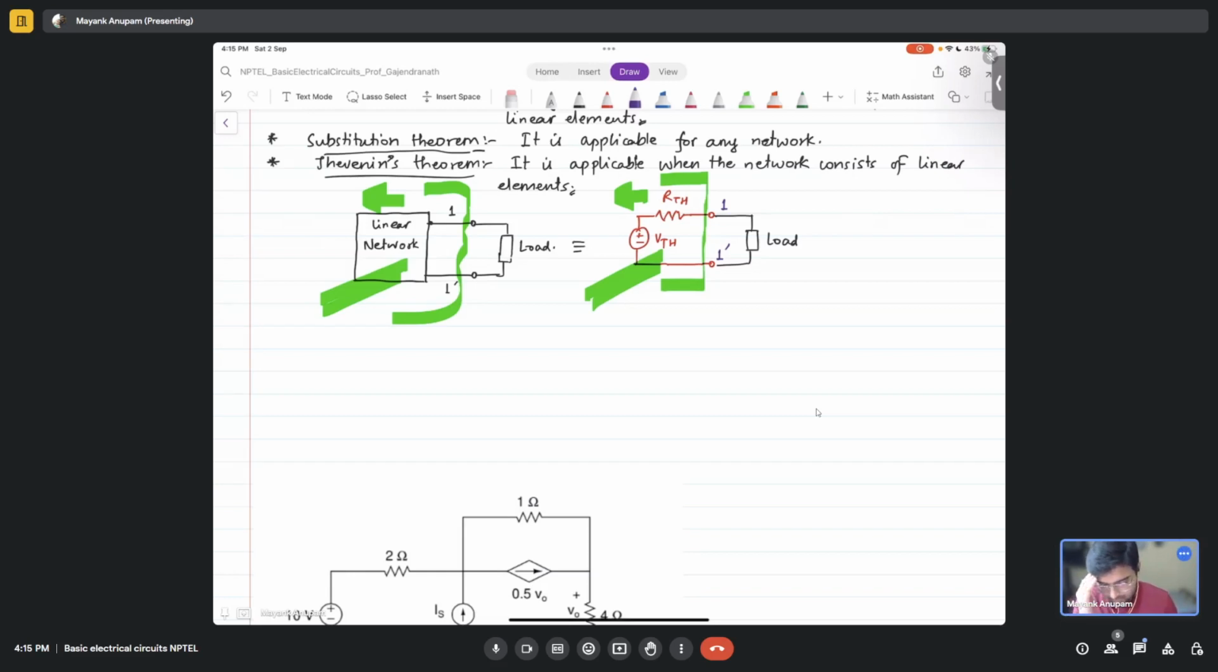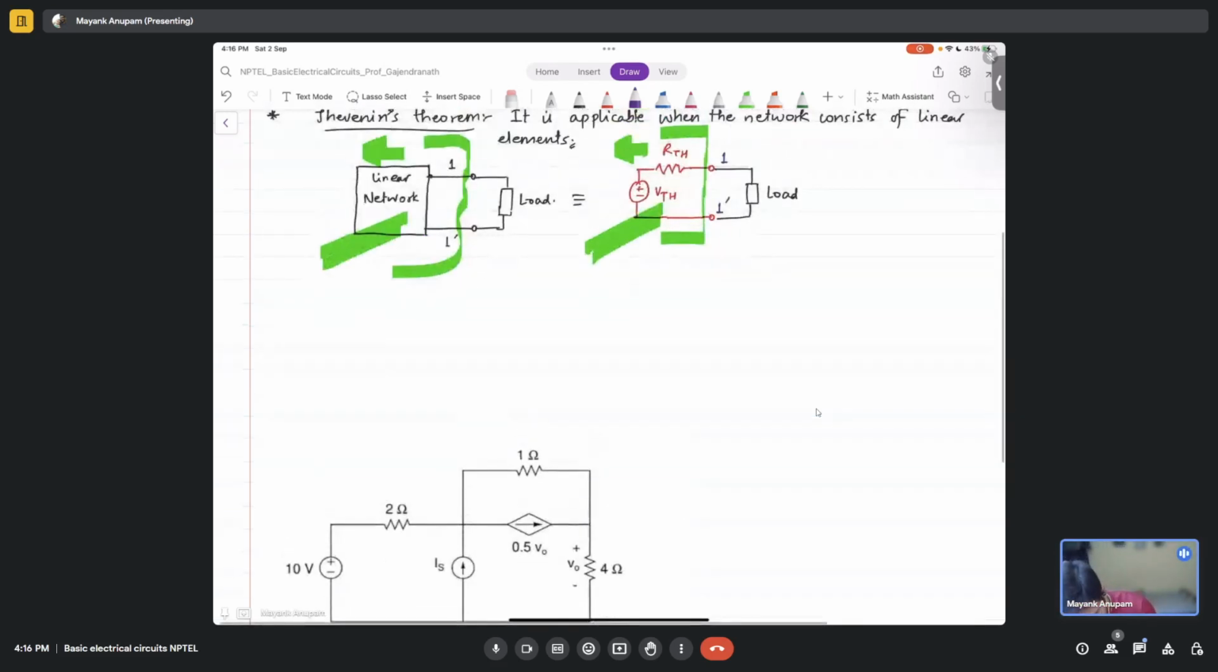So what I'm saying is that let's say you have a linear network in a black box, and you do not know what is inside it. The only things accessible to you are the two terminals coming out of the box. You cannot open it; there might be a bunch of stuff in that box, but you cannot open it. This is the same case that I'm showing here. You have a box, a network of only linear elements, and only two terminals are coming out of the box, and only those are accessible to you.